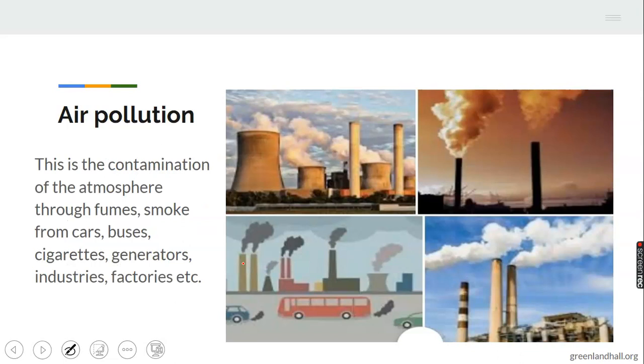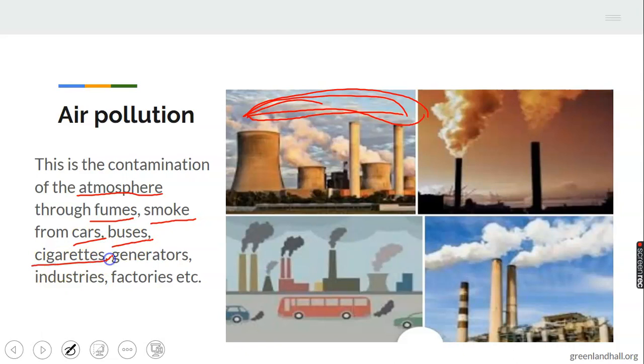Okay, we have the first one, air pollution. What is air pollution? This is the contamination of the atmosphere. The atmosphere means the gaseous environment that we have, the sky, the air that we breathe. Contamination of the atmosphere through fumes, smoke. That is, smoke from cars, from buses, from cigarettes, from generators, from industries, from factories, from aeroplanes.